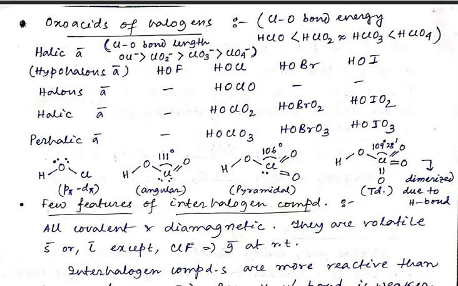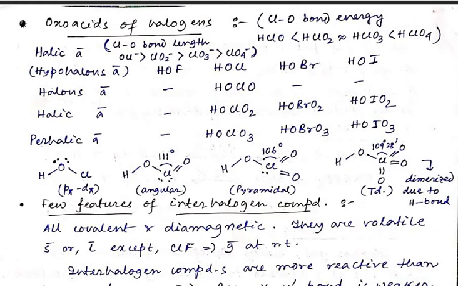So what are the names of these oxoacids? I am giving the example with Cl mainly. Suppose I have HOCl. HOCl is known as hypochlorous acid. Next, HClO2 is chlorous acid. If I go to HClO3, that is chloric acid, and HClO4 is known as perchloric acid.